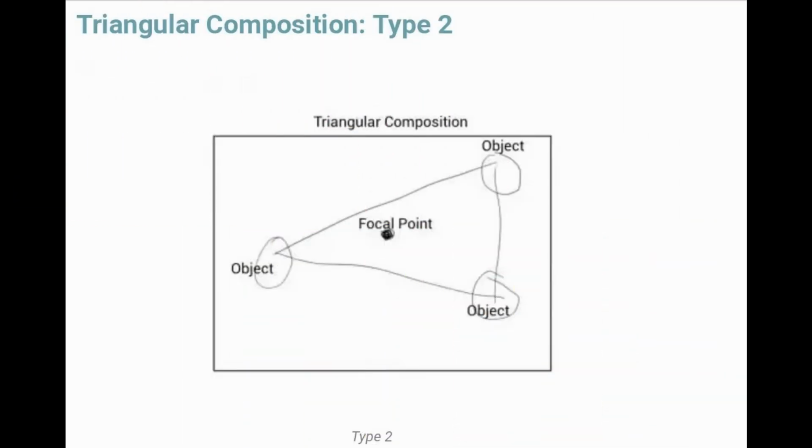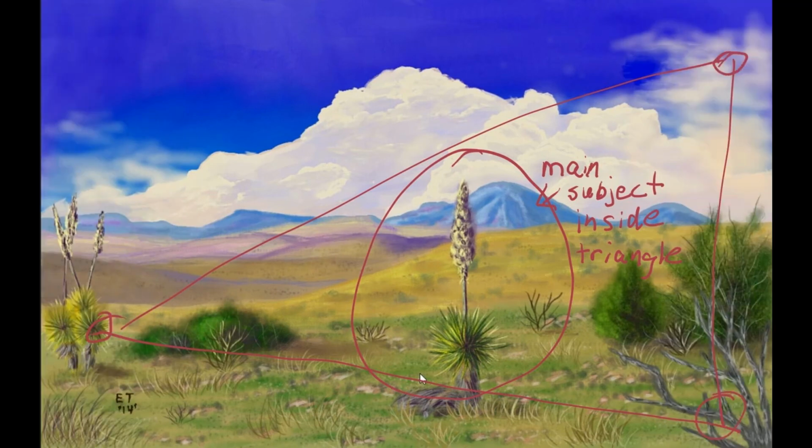Now the second type is the triangular composition where the focal point is surrounded by objects that are sort of in a triangle. So here I have an example of the yucca, and it's sort of the main subject and the focal point, and it's inside the objects that make a triangle: the clouds and the old cactus in the corner, and also the other yuccas that make sort of the point of the triangle.